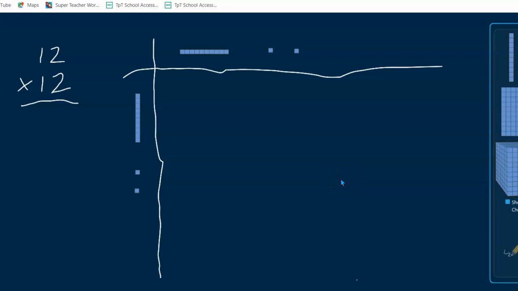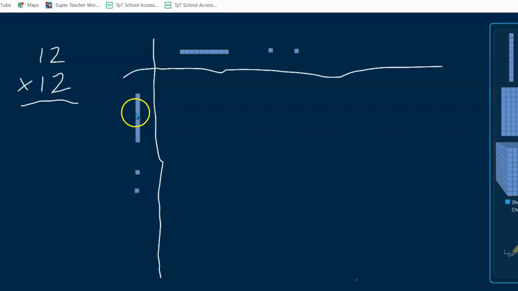Hi, today I'm going to do a concrete example of multiplication. We're going to do two-digit multiplication, 12 times 12. We're starting with our virtual manipulatives. We have 1 ten and 2 ones here, and then we have 1 ten and 2 ones here.